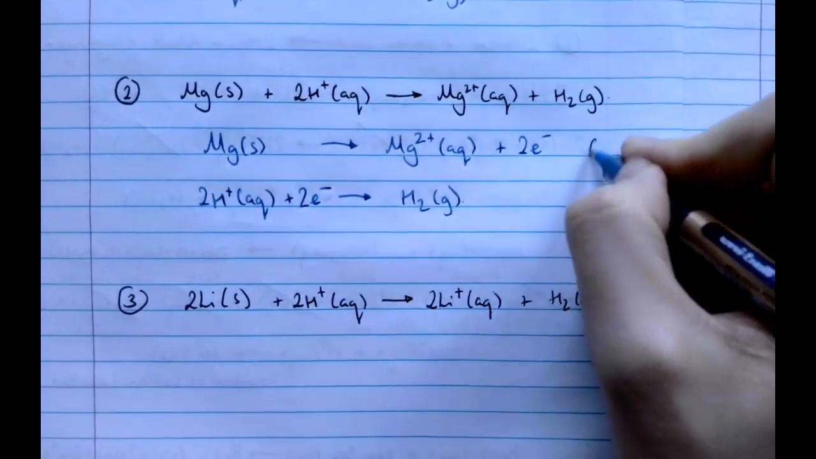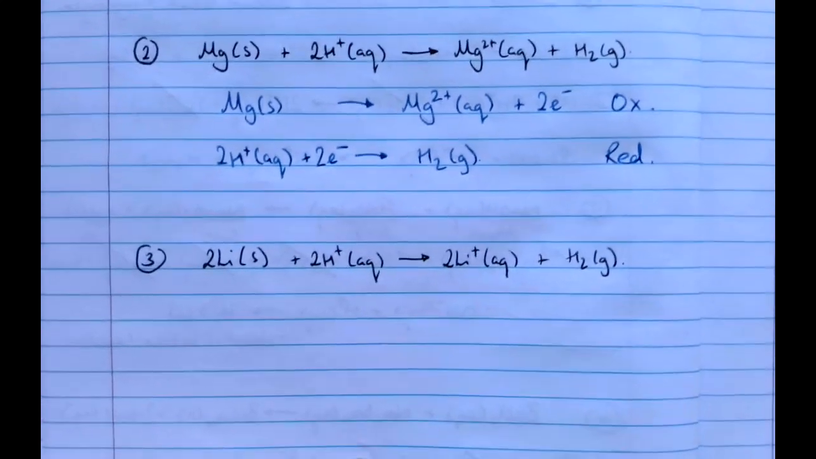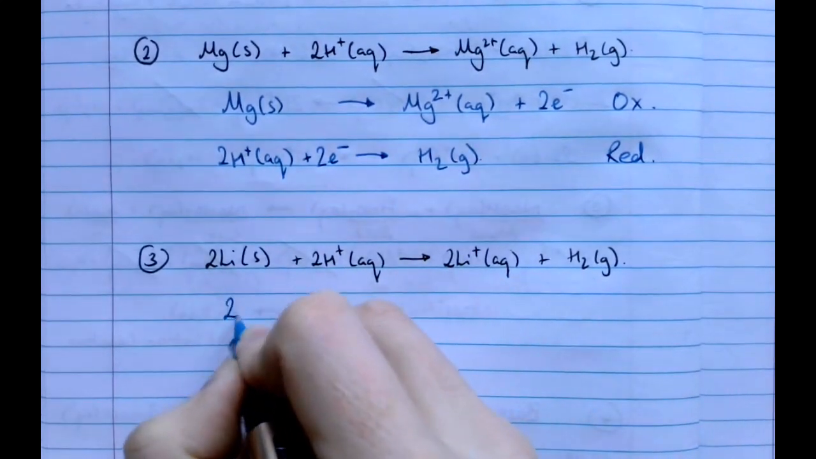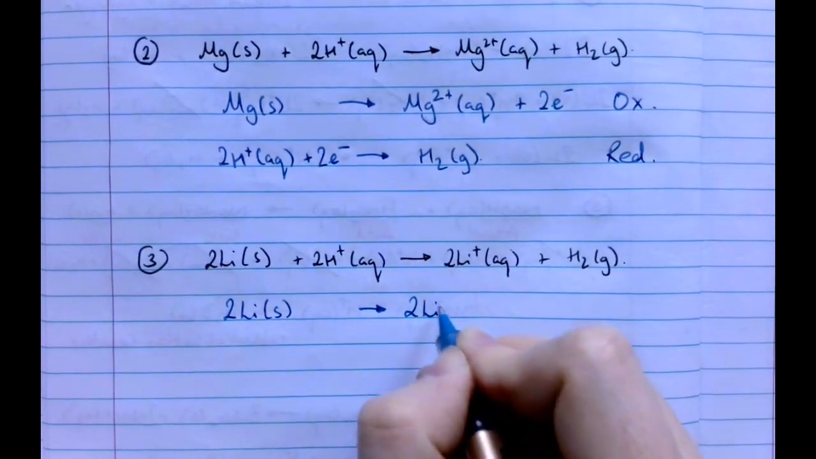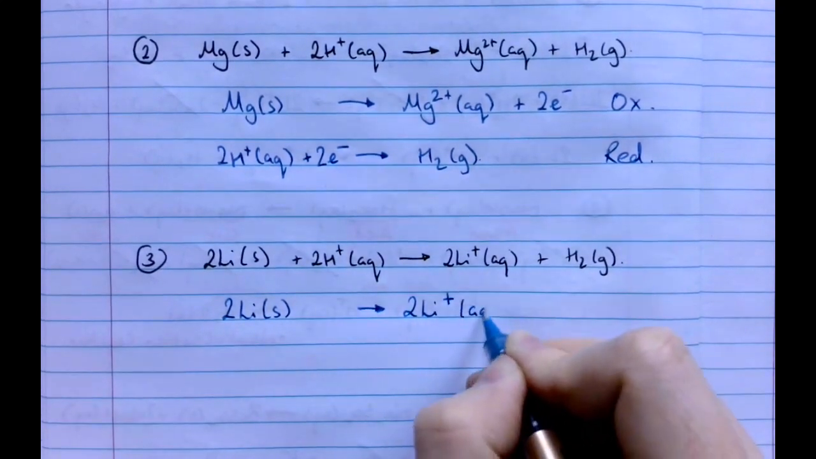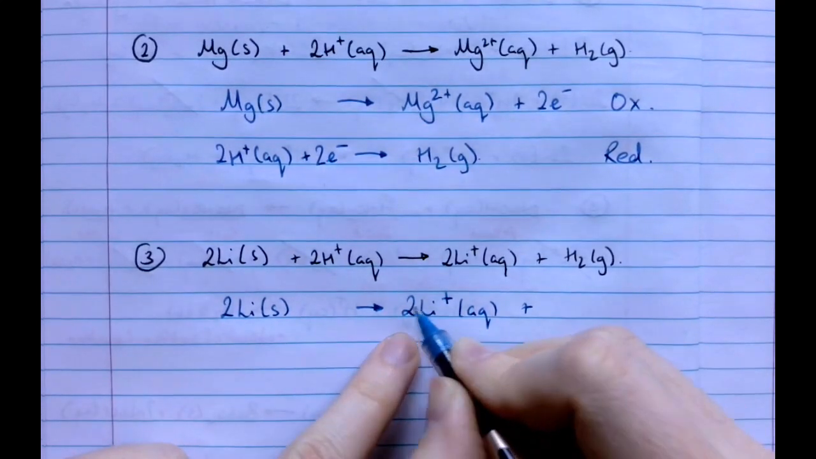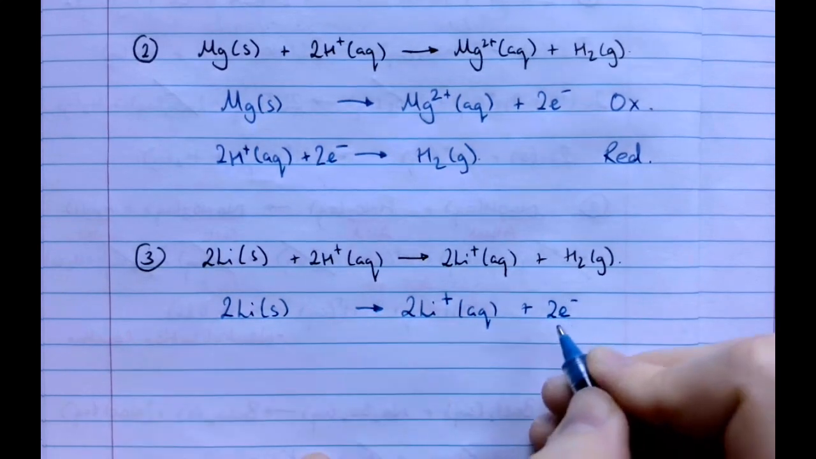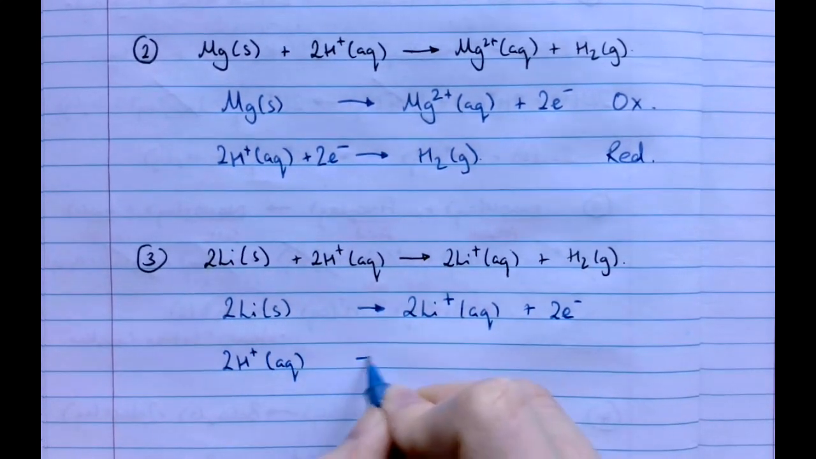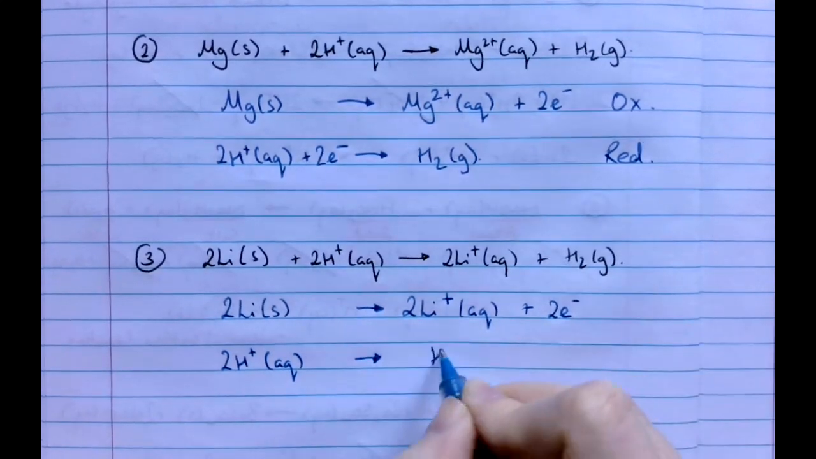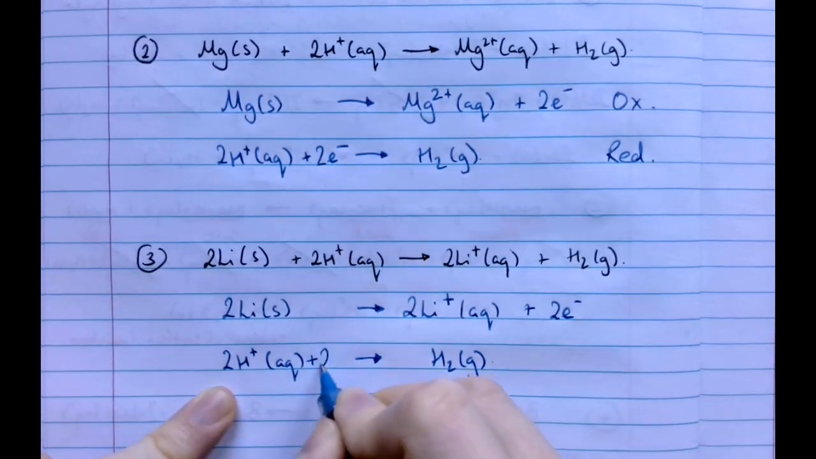And for the last one, you should have 2 lithiums becomes 2 lithium plus. Again, each lithium ion is 1+, but I've got 2 of them, so it's 2e-. And I've got 2H+, gives me my hydrogen molecule here. And to go from my positive to my neutral, I need to have gained 2 electrons, and again, that's oxidation, and that's reduction. Nice and easy.